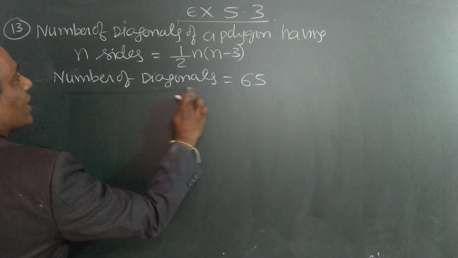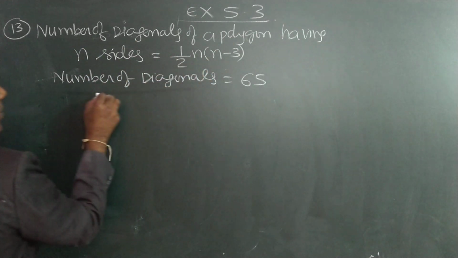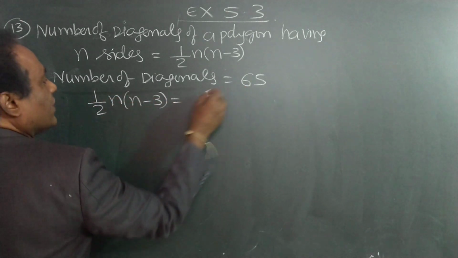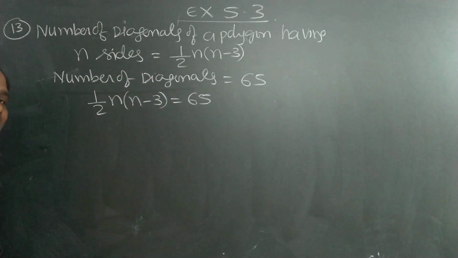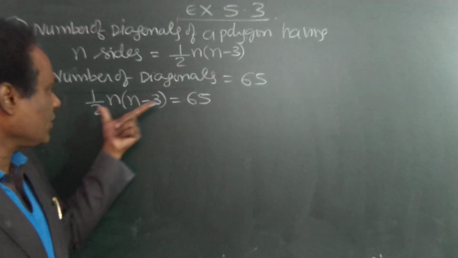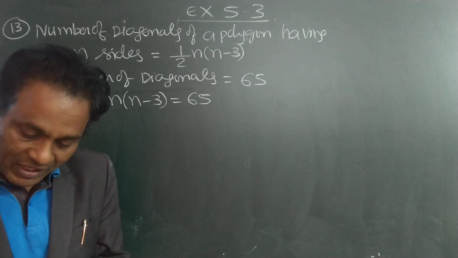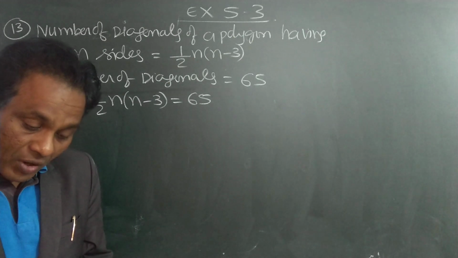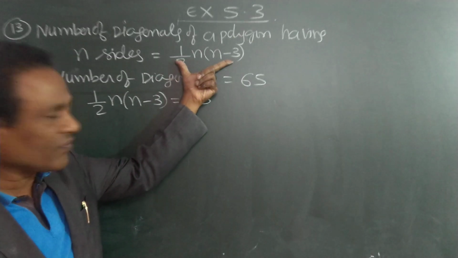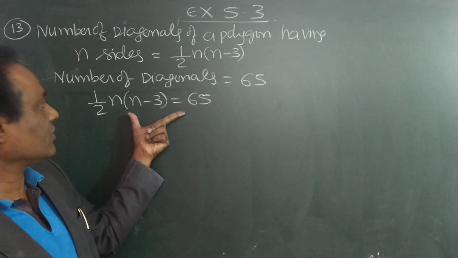So, what is the formula for number of diagonals? This is the formula for number of diagonals, half n into n minus 3. But it is given as 65. Here onwards you can solve. It is given in the problem. See, how many sides are there in a polygon with 65 diagonals? Number of diagonals is equal to number of diagonals equated.